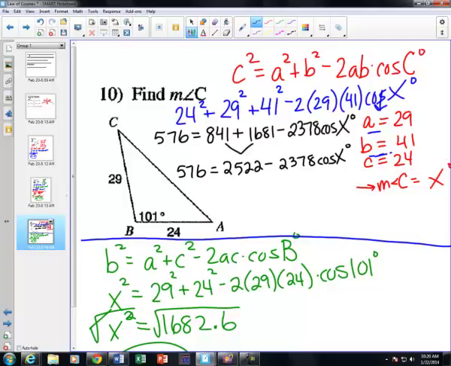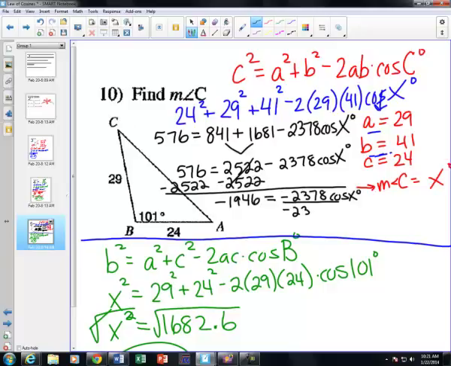Now remember, we don't want to combine the 2,522 with the 2,378, because that 2,378 is attached to cosine x. So we want to subtract 2,522 first. We're going to get negative 1,946 equals negative 2,378 times the cosine of x. Then the next step, keep going using your algebra. We're going to divide by negative 2,378 to get cosine of x alone.